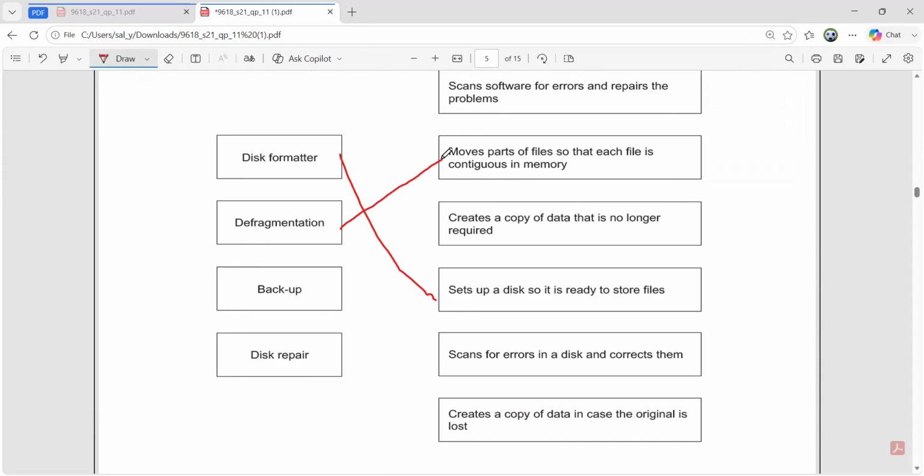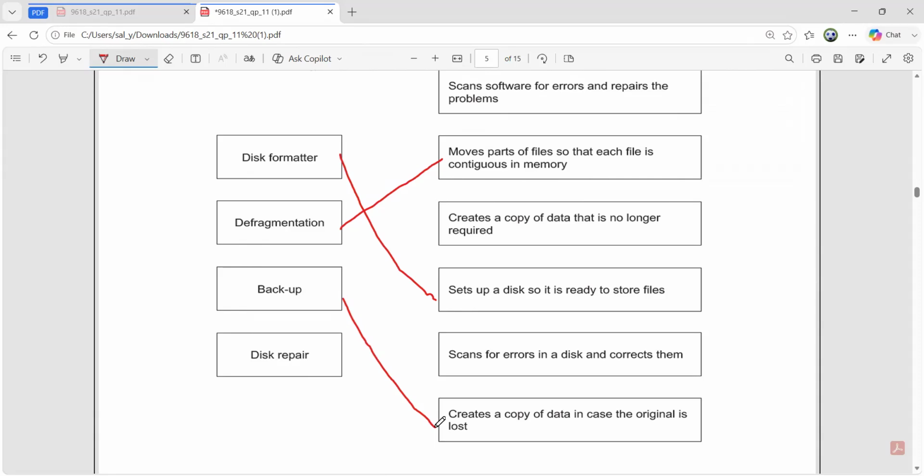Backup. Now here, backup creates a copy of data that is no longer required and creates a copy of data in case original is lost. So which one is the correct answer? Definitely no longer required is not the answer for backup. So the answer for backup will be creates a copy of data in case the original is lost.